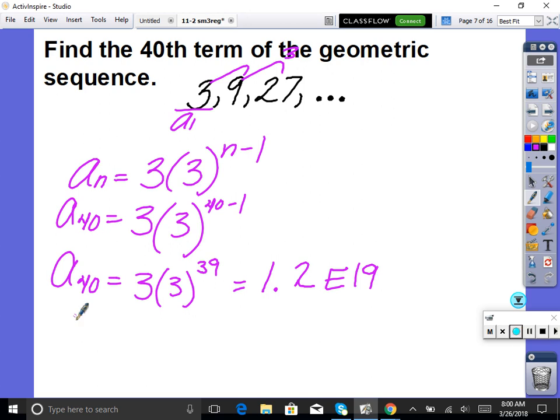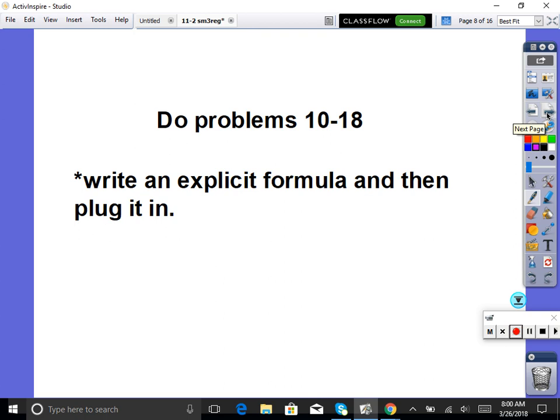So this means 1.2, good way to remember, times 10 to the 19th power. That would be taking the decimal and moving it 19 places this way. We're not going to write it out. Let's just leave it in scientific form. Okay, cool. Do problems 10 through 18.